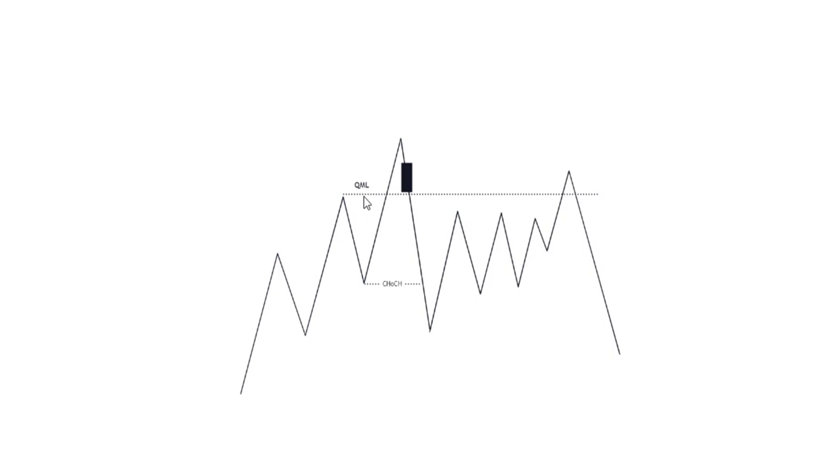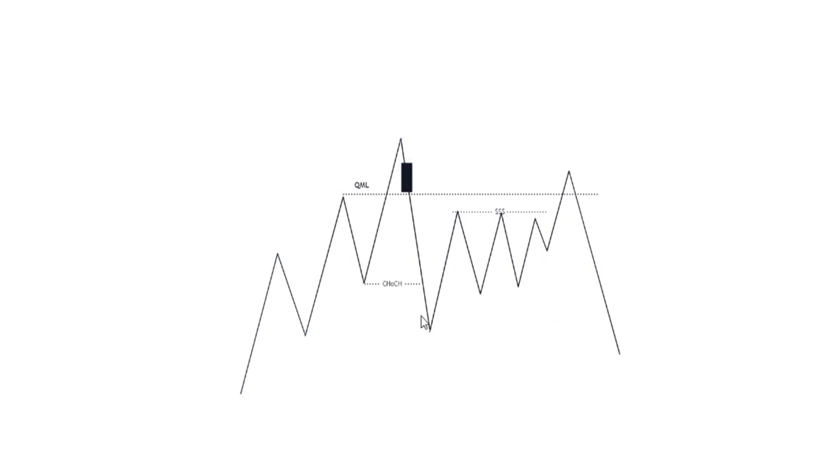Another important thing you should note and take into consideration is that there must be a build of liquidity before this QML level, just like the case we have right here. You can see price forming equal highs over here, and equal highs are another sign of liquidity. So when you see these equal highs, it's going to increase the probability of this setup playing out. So this is what we want to see.